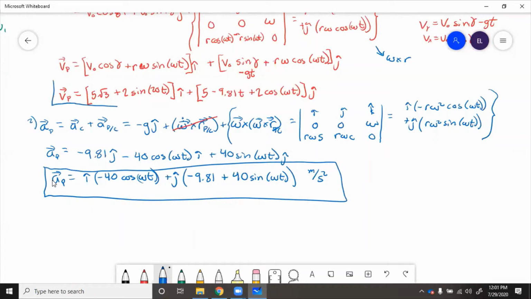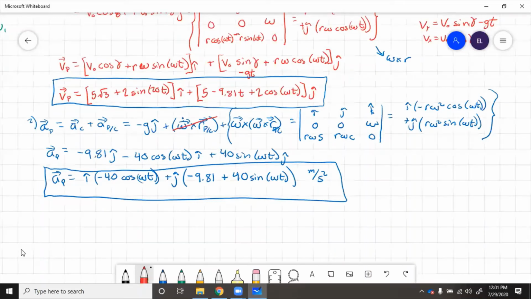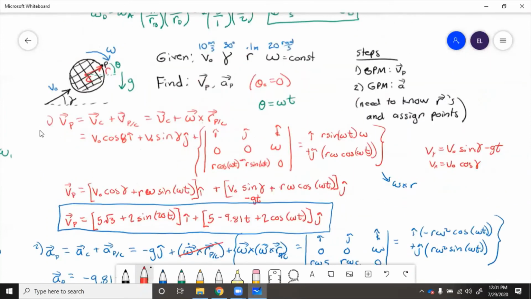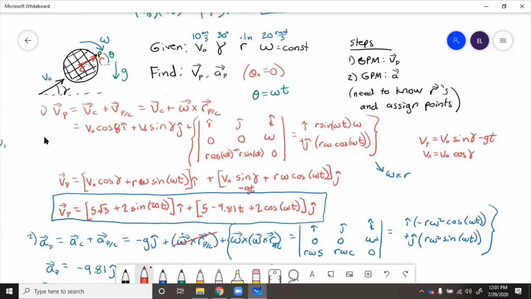So, summary of what we did for this problem. First, we figured out what our theta was and our positions. And then we just used the general planar motion equation to figure out velocity and acceleration of the point.